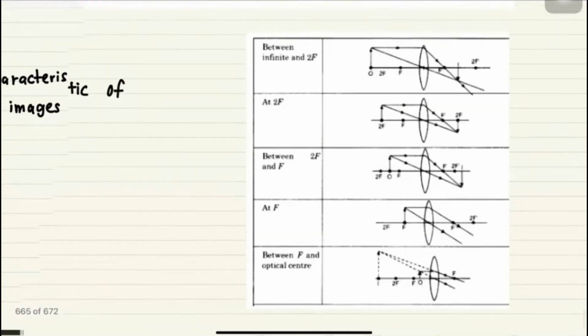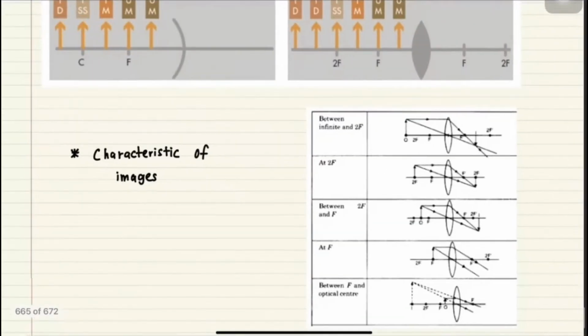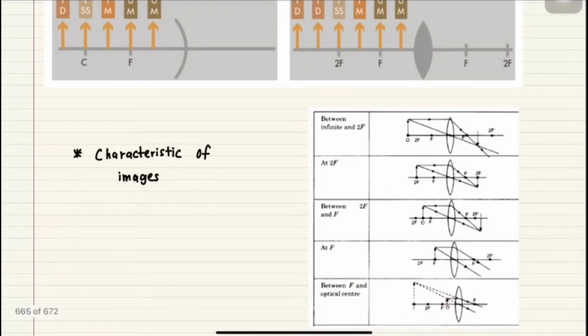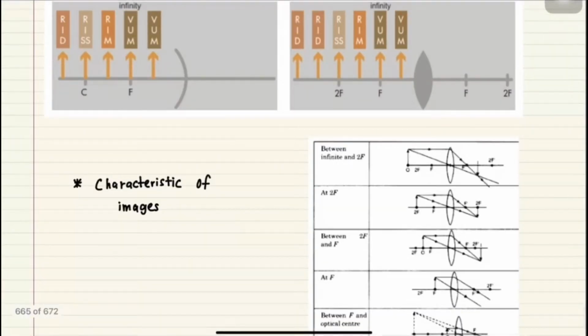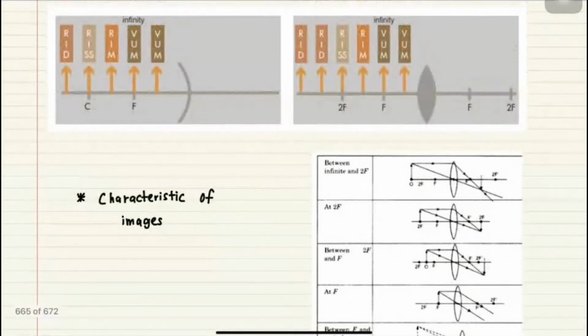So ini example tadi. Contohnya kalau macam ni, VUM kan, object is less than F. So virtual upright magnified. So kat sini lah image dia. And then you can check one by one, and then tengok dia tally ke tidak. And then you compare with the mirror as well. Nanti kamu punya tugasan lah, tengok balik.